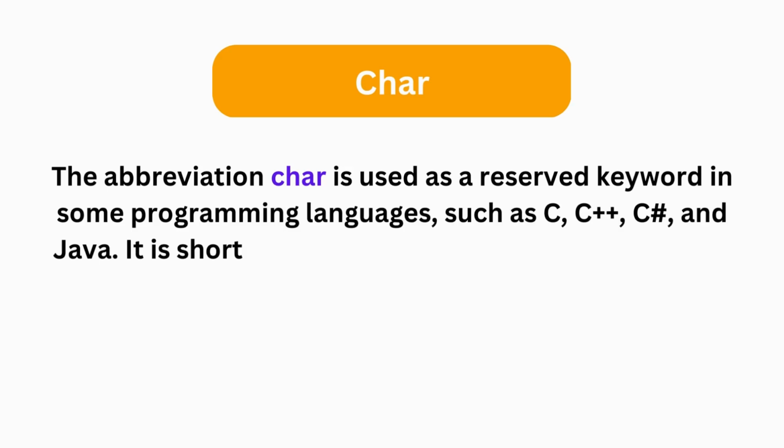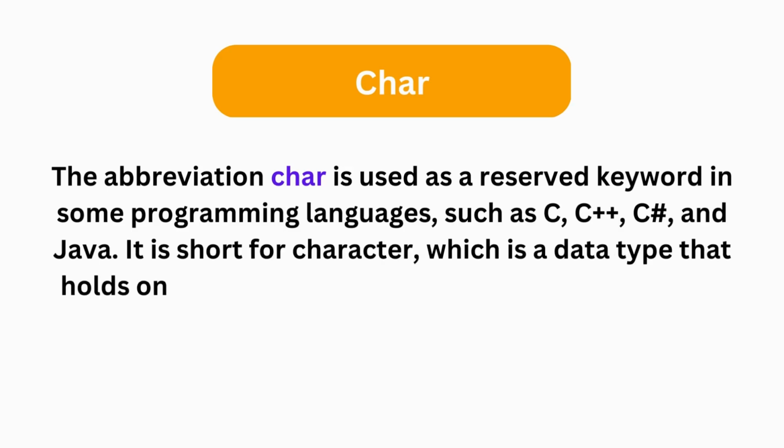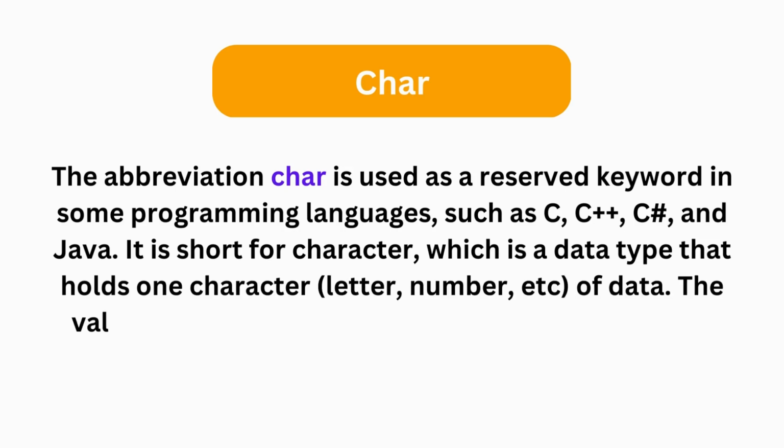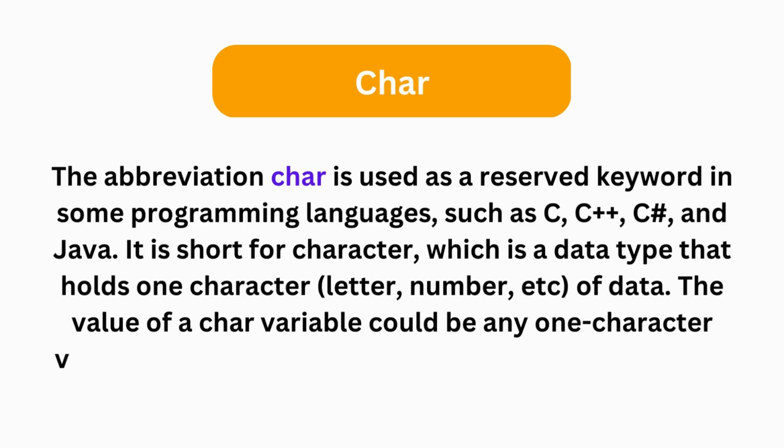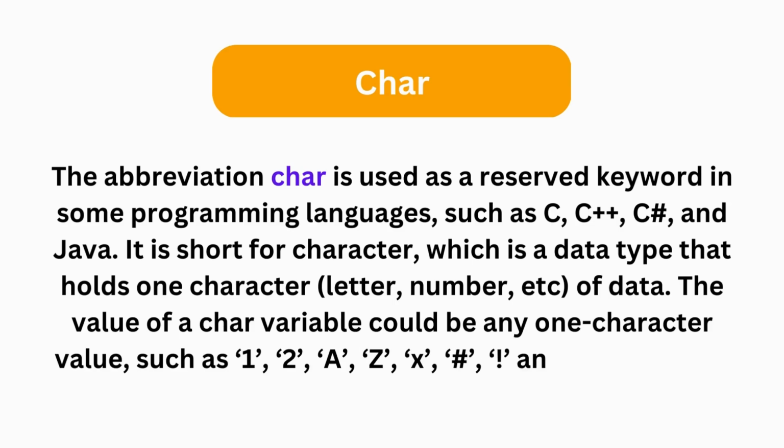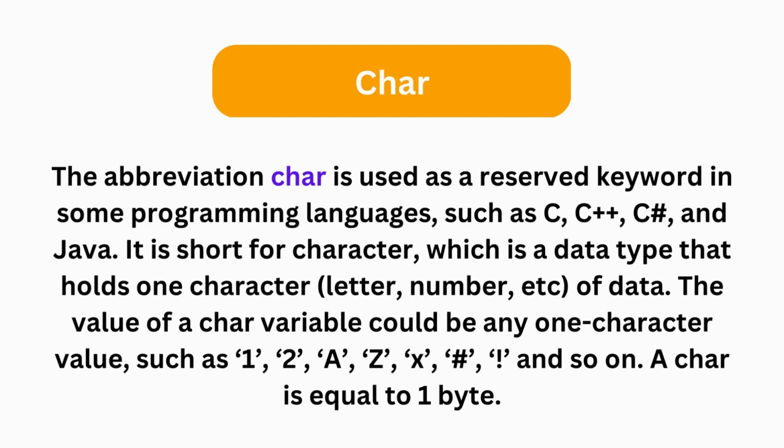and Java. It is short for character, which is a data type that holds one character, letter, number, etc. of data. The value of a char variable could be any one character value, such as 1, 2, a, z, x, hash, and so on. A char is equal to 1 byte.